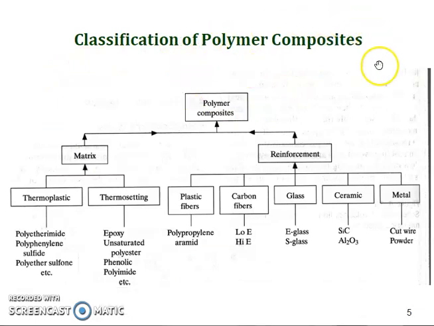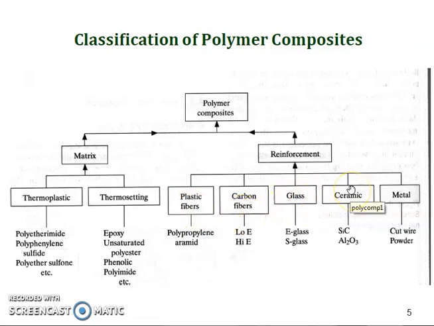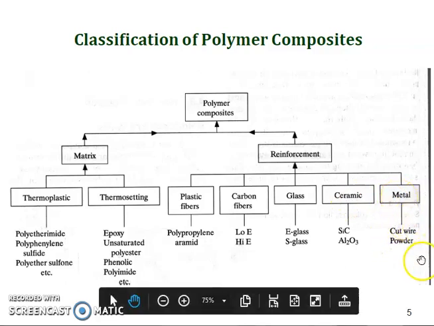Again, classification of polymer composites. Polymer composites consist of two parts, as I said previously, matrix and reinforcement. Matrix will be the major part of the composite material. Reinforcement will be the minor portion. In the matrix they use thermoplastics and thermosetting plastics. Examples of thermoset plastics are epoxy, polyethylene and polymers. Reinforcements are classified into plastic fiber, carbon fiber, glass fiber, and nowadays even ceramics and metal powder. Metal powder is in the form of cut wire powder.